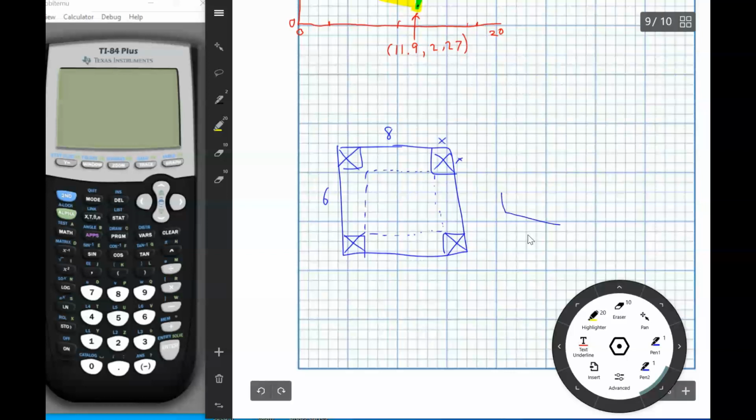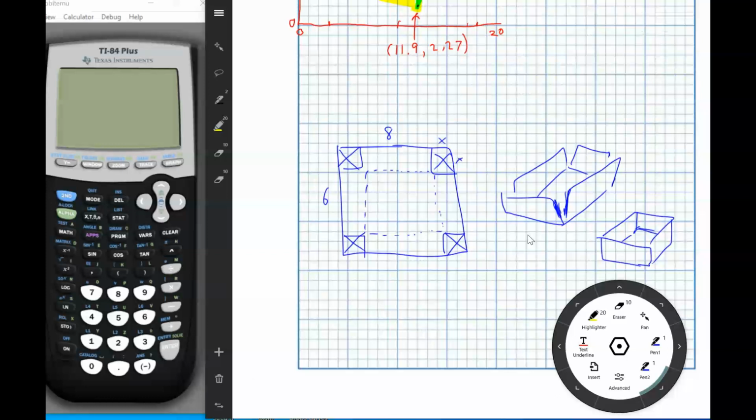So if we fold up the edges, it would look kind of like this, where the edges fold up. And if we connected all these edges here, we would end up with a box with no lid. Looks kind of like this. And let's say that this box has length, width, and height, and we want to figure out the volume of it. So the volume of a box is equal to length times width times height.